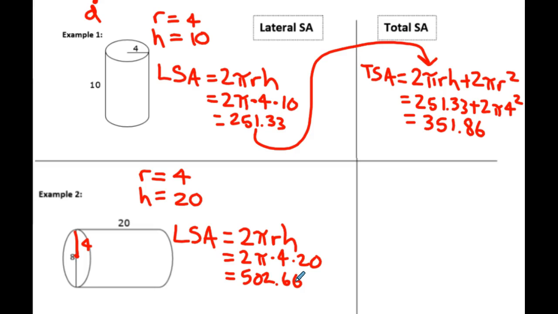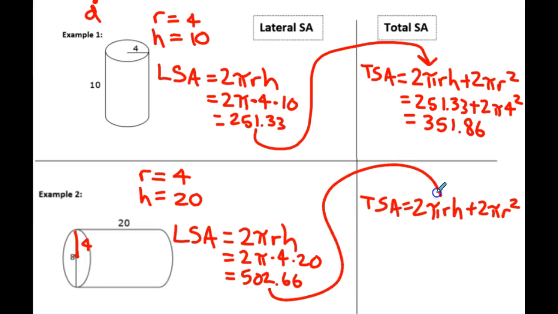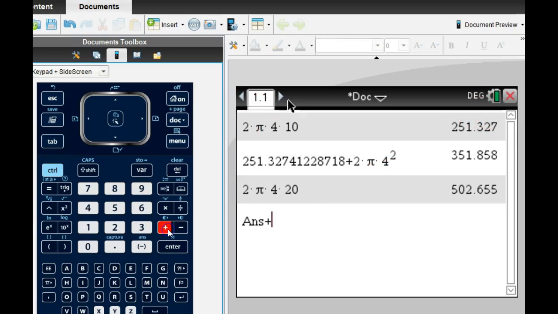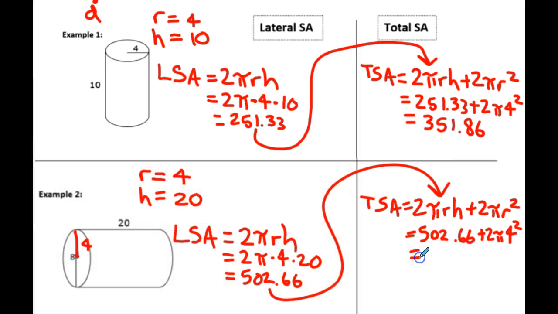Over here, TSA, total surface area, 2 pi RH plus 2 pi r squared. We already know 2 pi RH is 502.66. And we just add 2 pi 4 squared, because r is 4. So again, all you got to do is start pressing plus 2 pi 4 squared. And we get 603.19 units squared.